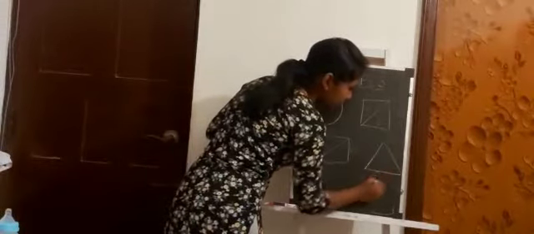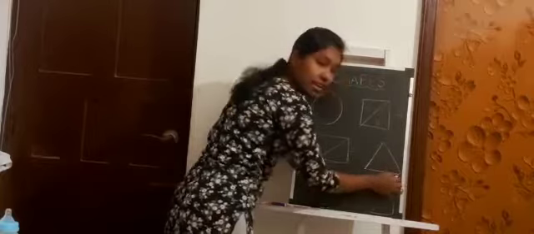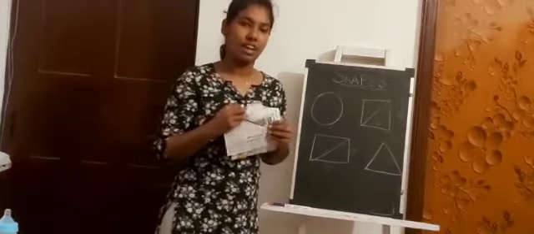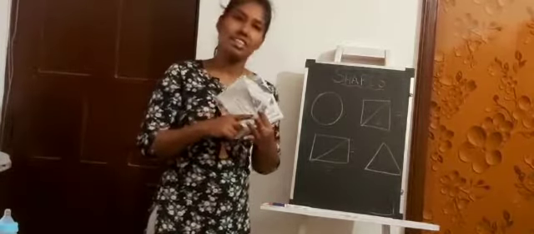And next we learnt about the triangle. The triangle has three sides, three corners. This triangle cannot be separated into diagonals. And we also learnt about the types of triangle. They are isosceles triangle, equilateral triangle, and the scalene triangle.